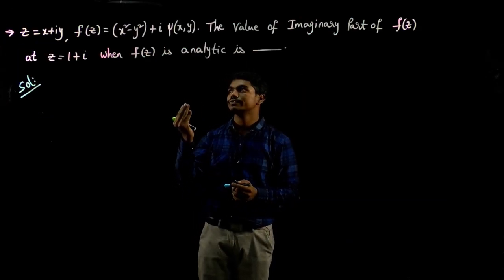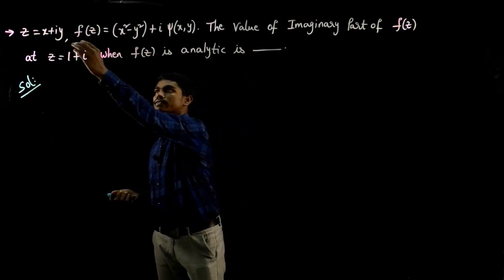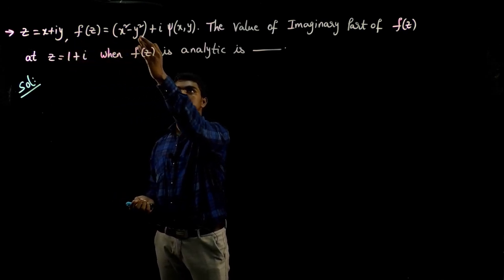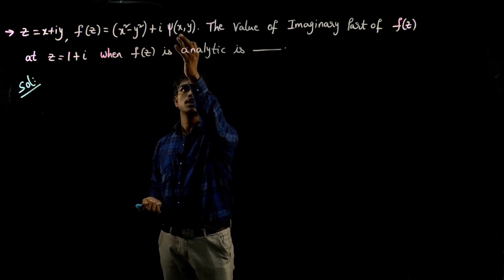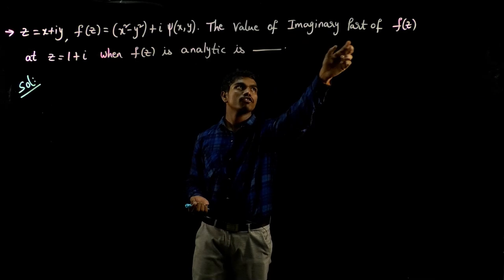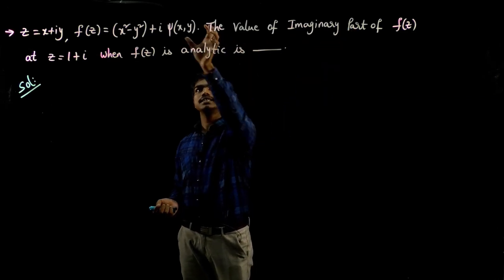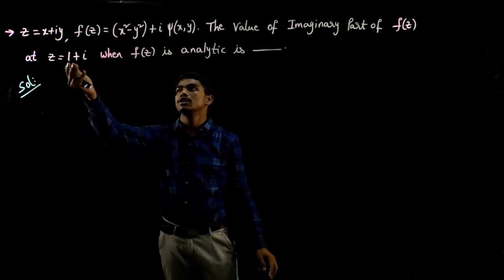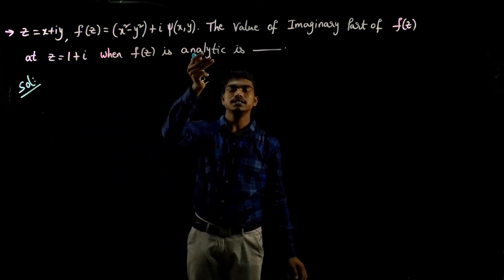So this is another question from complex calculus, and it's given that when z is equal to x plus iy and f of z is equal to x square minus y square plus i into psi of x comma y, means this is one function in terms of x and y. Then the value of the imaginary part of f of z, basically he's asking the value of psi of x comma y at z is equal to 1 plus i, if f of z is analytic.